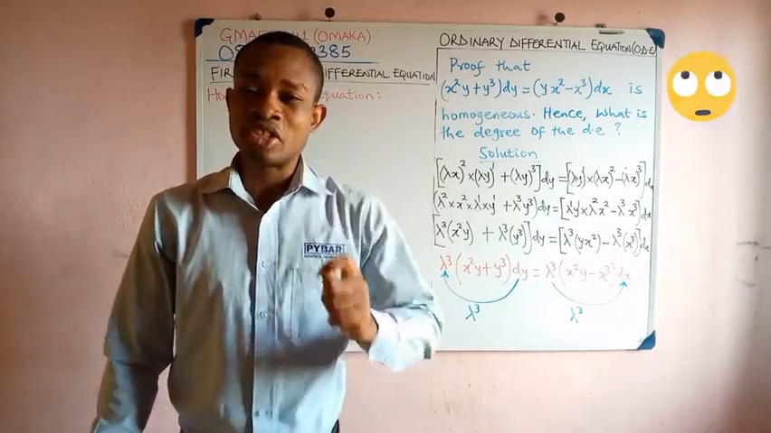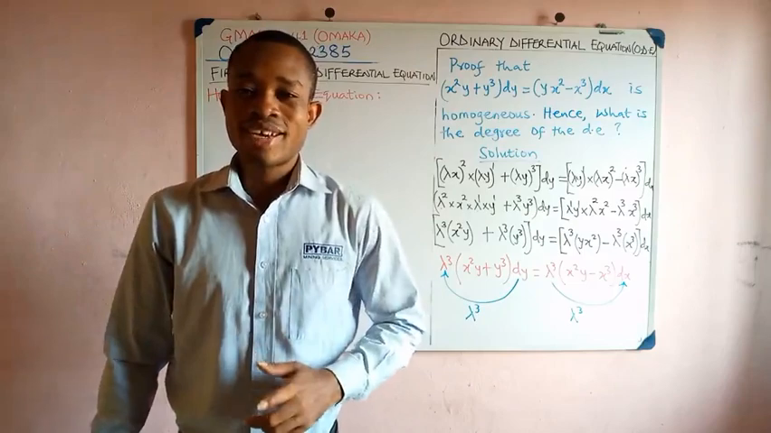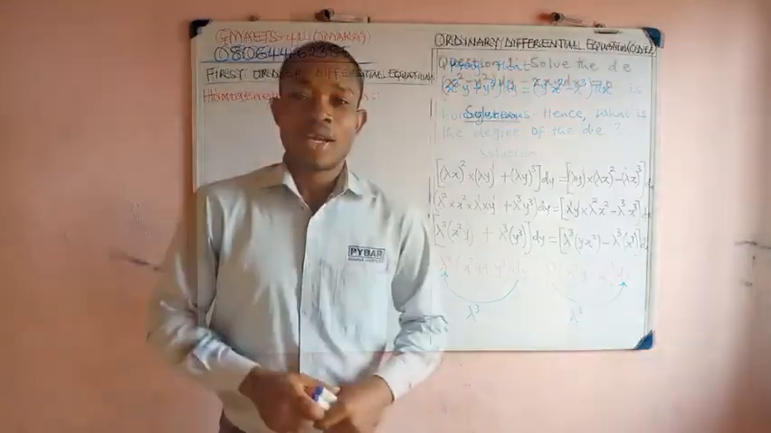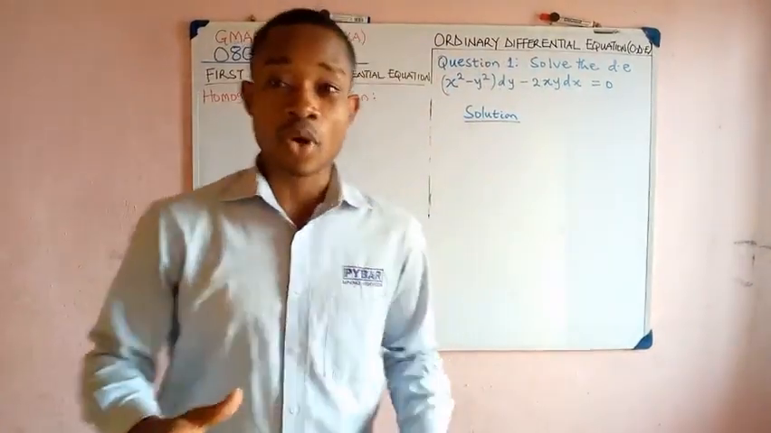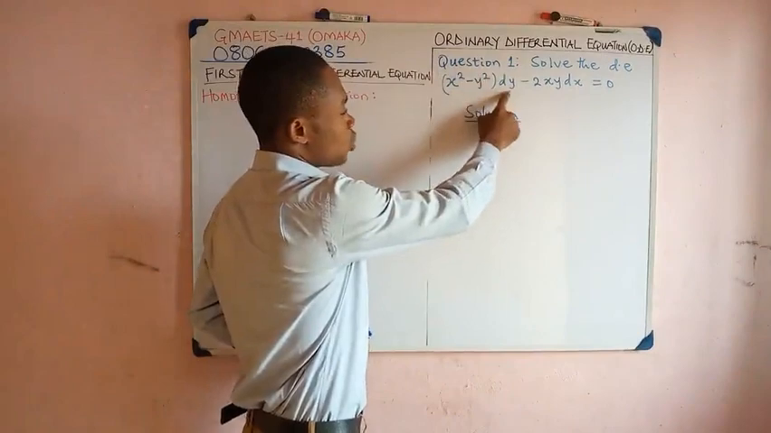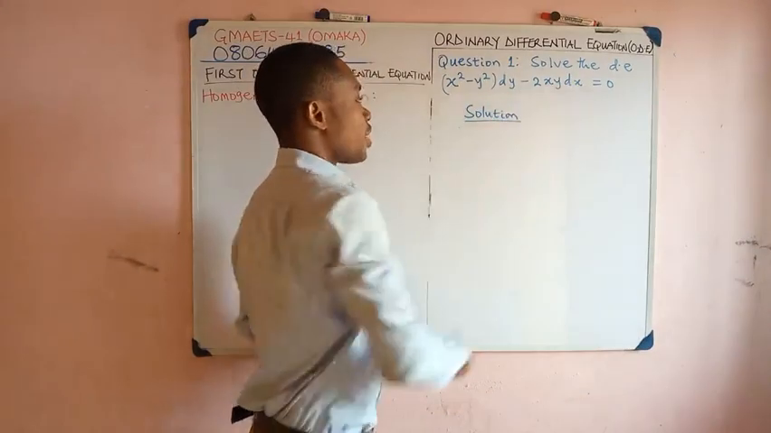Next video, we're now going to start solving questions on homogeneous equation. We now have this question on the board to solve, okay? x squared minus y squared dy minus 2xy dx equal to 0.